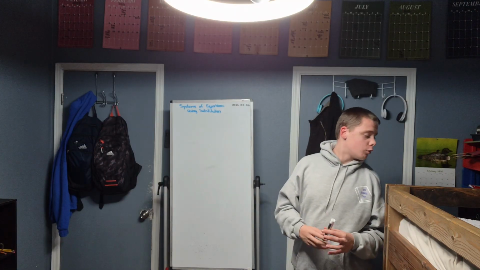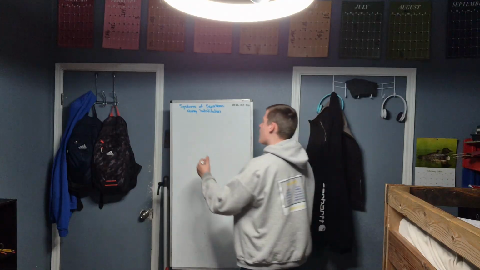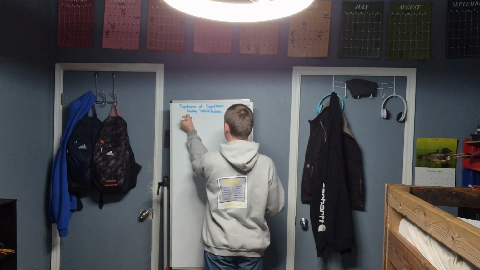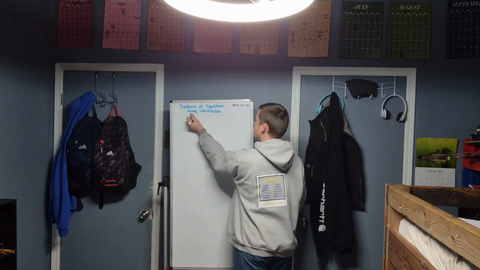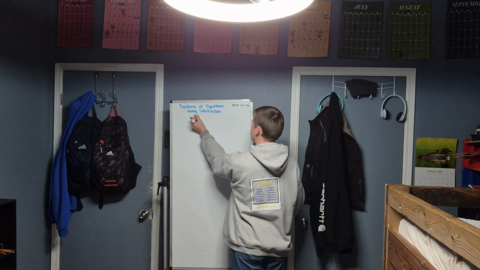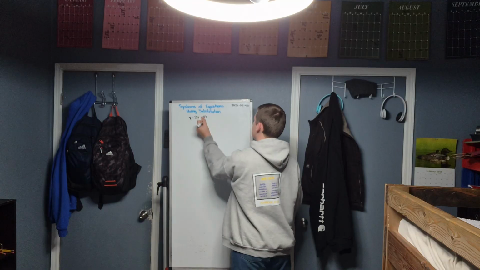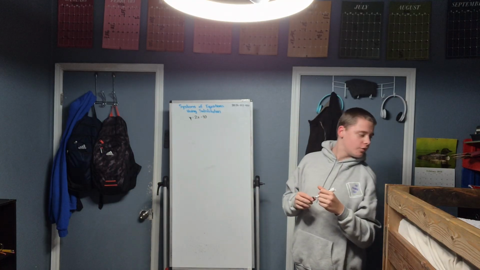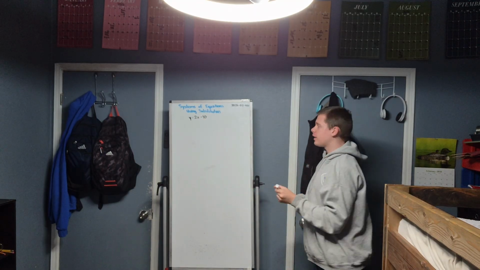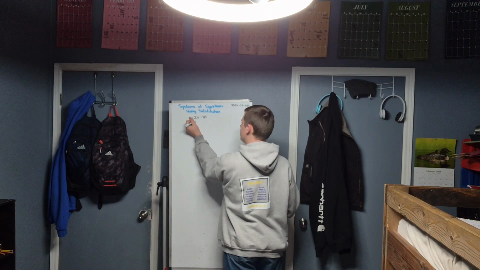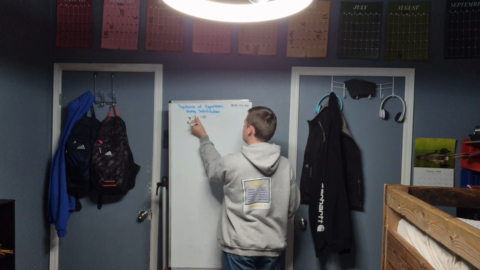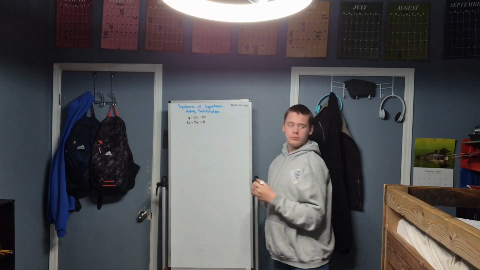So, we're going to be doing y equals 2x minus 10. And then we have 4x plus 5y equals 6.